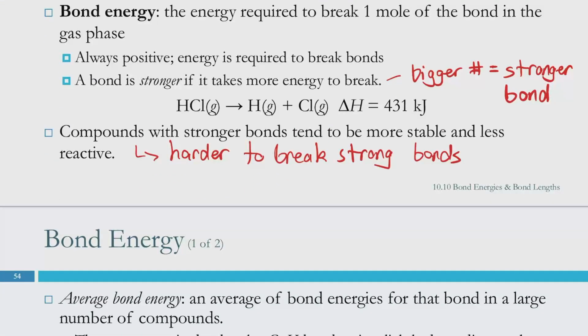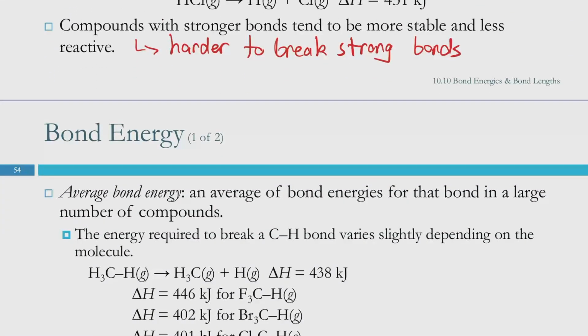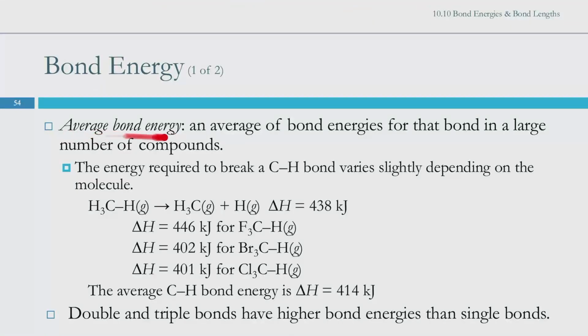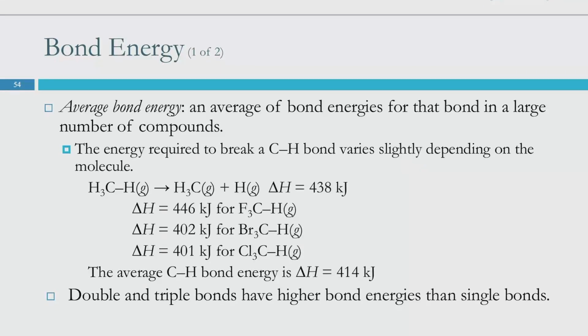For bond energy, we are going to use average bond energy. So thanks to physical chemists that have calculated bond energy for a lot of different compounds, we can have an average bond energy. So this is the average of the bond energies for that particular bond compared across a large number of compounds. So for example, the energy required to break a CH bond varies slightly depending on the molecule. If it's in H3C and the last thing that the carbon's bonded to is a hydrogen, it's 438 kilojoules per mole.